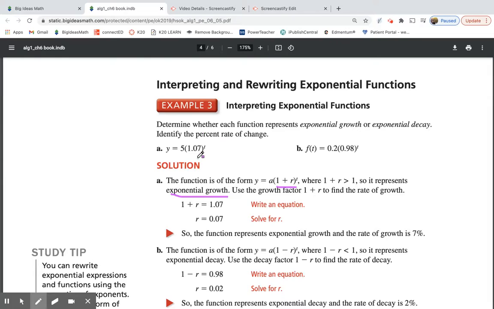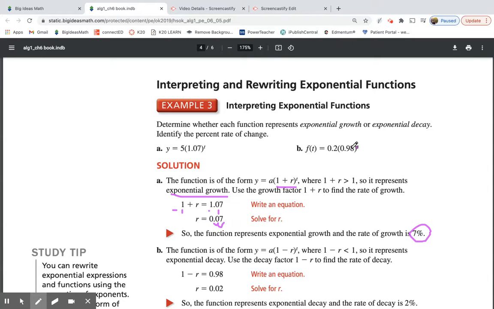Then to solve for r, we take what's inside parentheses and say, okay, 1 plus r equals that number, and we solve for r. So I subtract 1 from both sides to get 0.07, and they want it as a percent, so you move your decimal 2 times. So r equals 7%, and it was exponential growth. That's all you do on this.